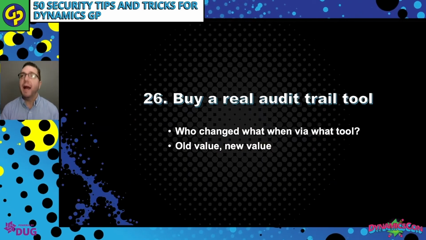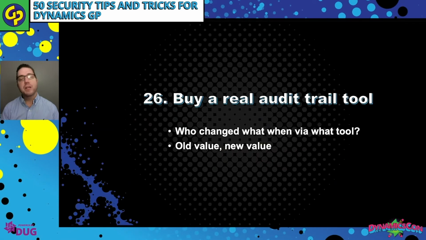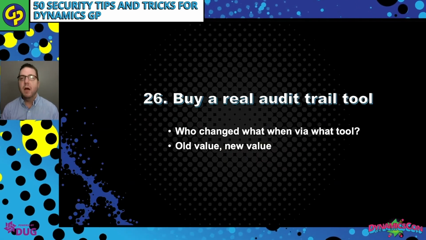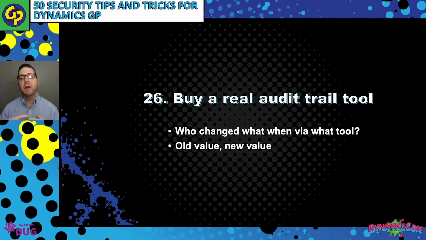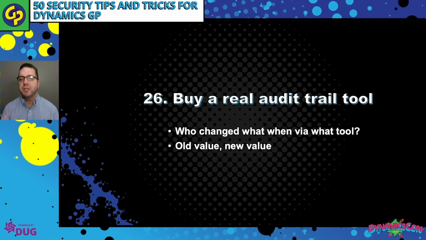Number 26 is buy a real audit tool. There is no free audit tool for GP. There are a couple that are available out there. Fastpath has one, Rockton has one. There are a couple of others. I'm not pushing any particular tool.